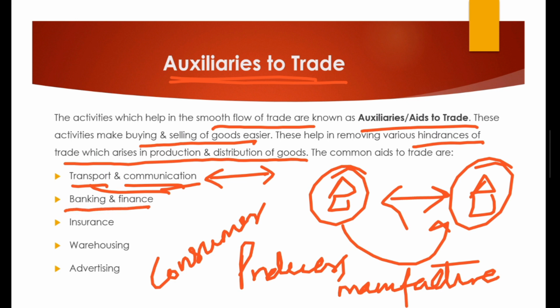Next is banking and finance. Banking makes various business activities easier. It helps us to overdraw funds, withdraw funds. There is a facility of overdraft which makes it possible for the various distribution and production of goods and services. Next is insurance. Insurance helps businesses to cover risk and protect their goods and services.